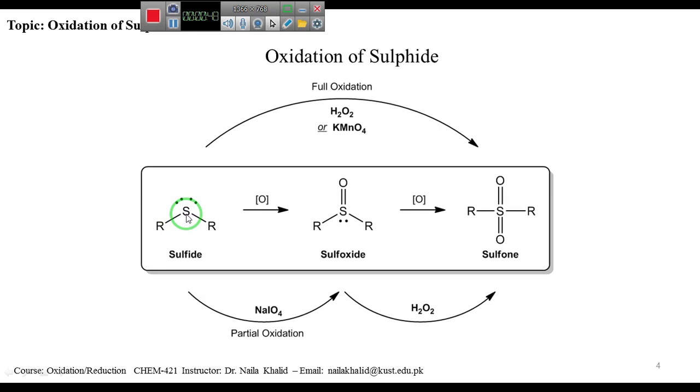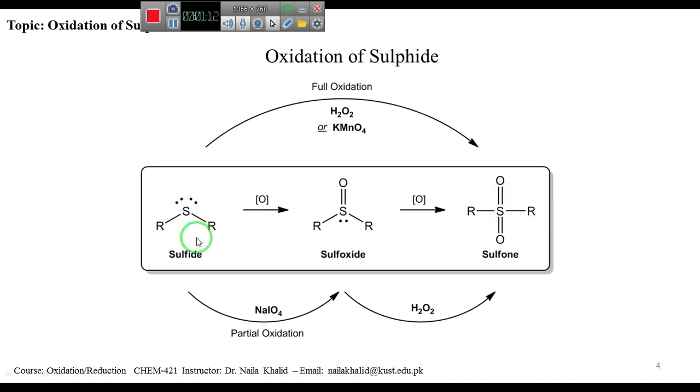The sulfur has the capacity to extend its valency, to expand its d orbital. That is why you will see sulfur with variable valency. Here it is divalent, here it is tetravalent, and here it is hexavalent species, with valencies 2, 4, and 6.